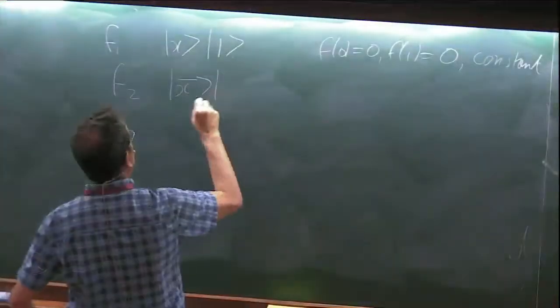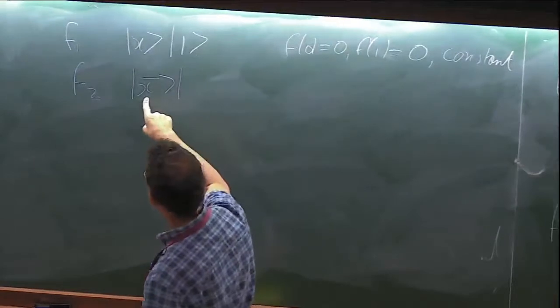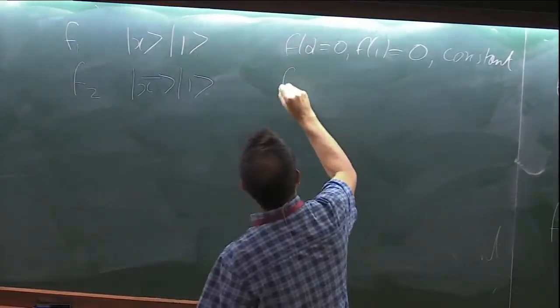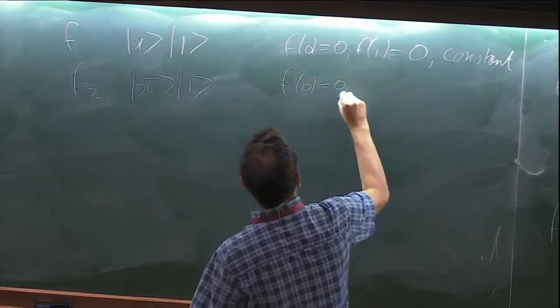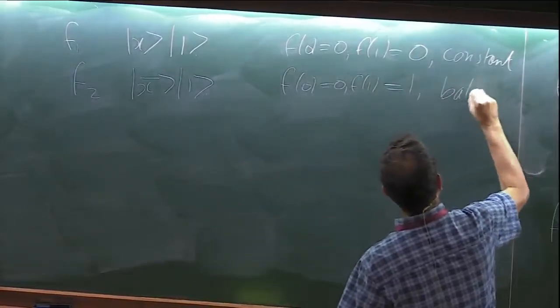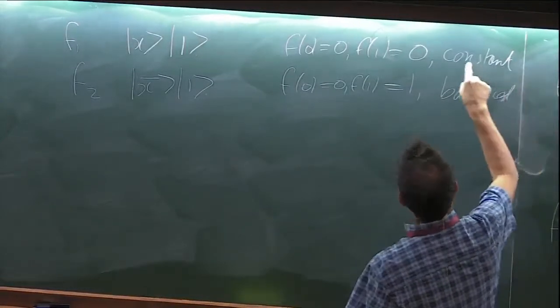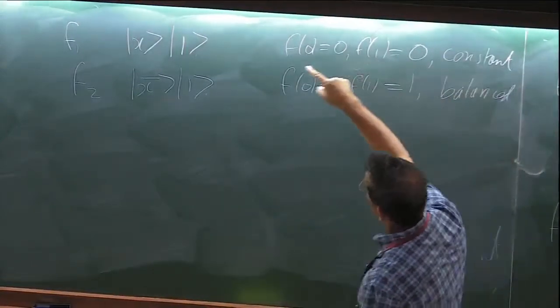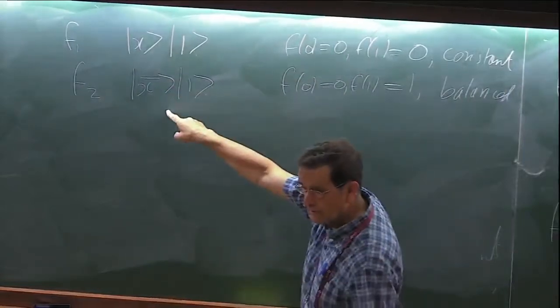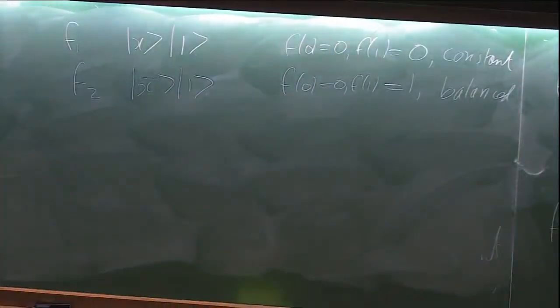So where is my summary? For F2, we get x bar, the complement of x. Whatever I put in for x, it gets flipped, and 1 stays the same. And this is for F0 equals 0, F1 equals 1, and this is balanced. So notice for the constant case, I get x. For the balanced case, I get the complement of x. And this is going to continue.